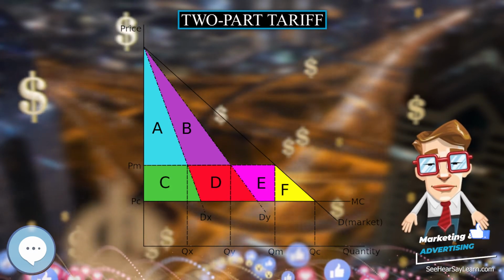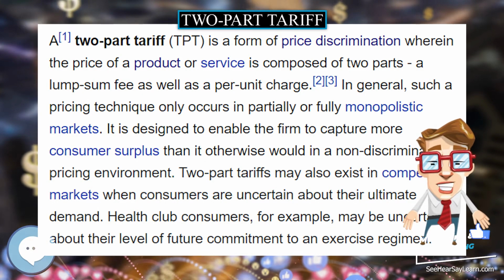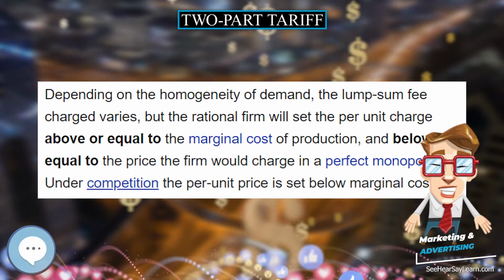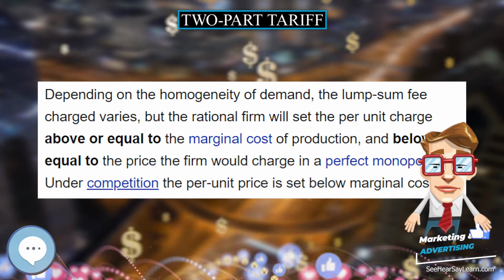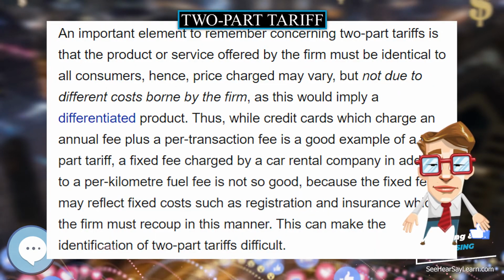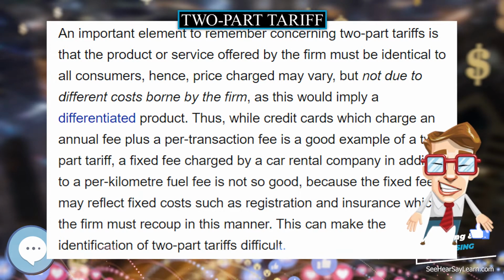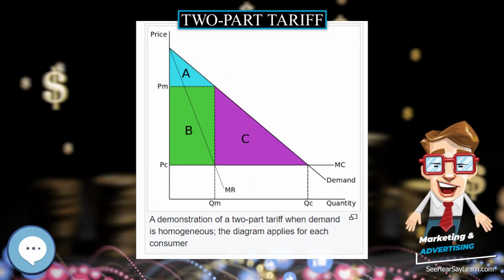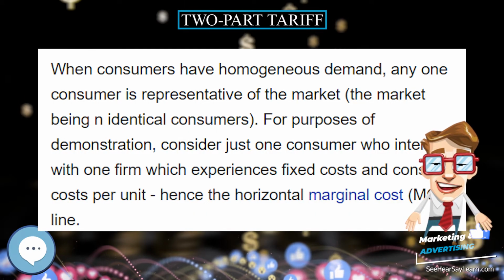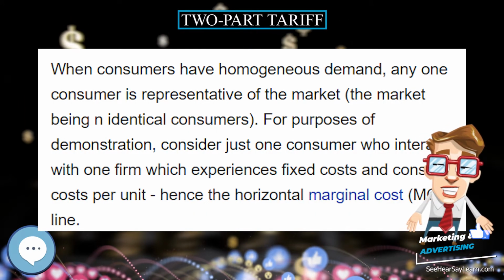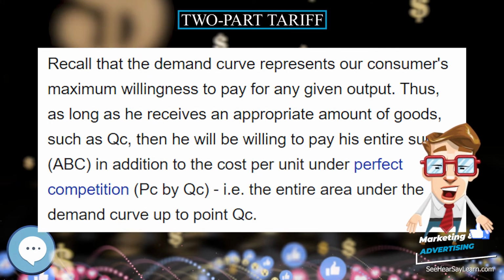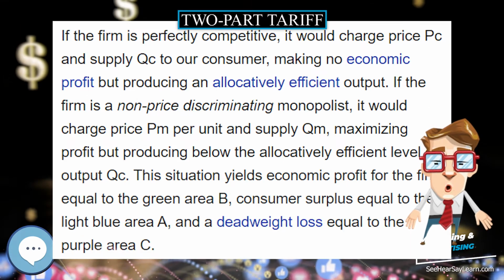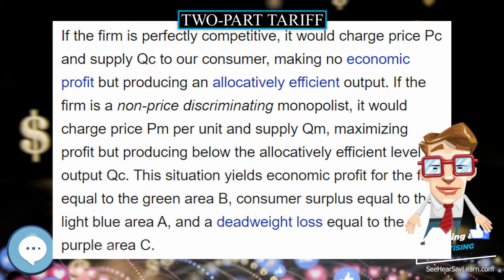In order to sell the maximum number of units, the firm must charge the perfectly competitive price per unit, PC, because this is the only price at which QC units can be sold. Note this is also the marginal cost per unit. To make up for the lower cost per unit, the firm then imposes a fee upon our consumer equal to her consumer surplus, ABC. The lump sum fee enables the firm to capture all the consumer's surplus and deadweight loss areas, resulting in higher profits than a non-price discriminating monopolist could manage.